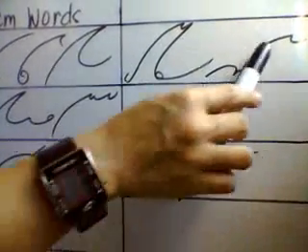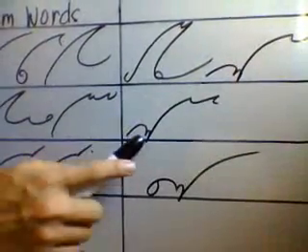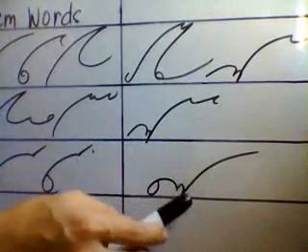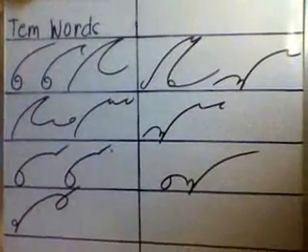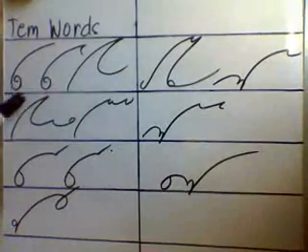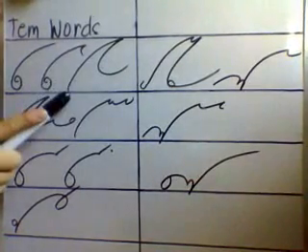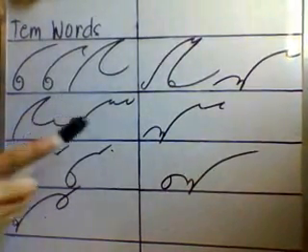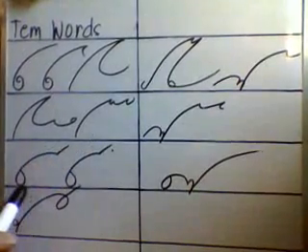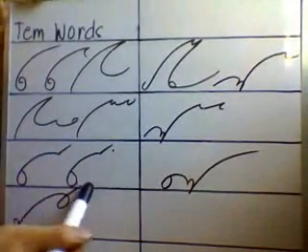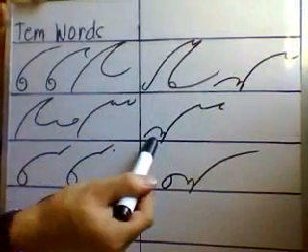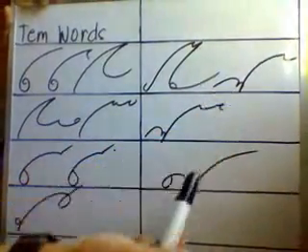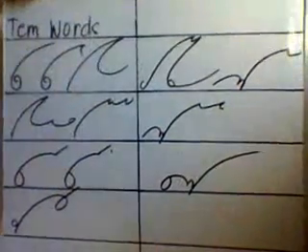Okay, so let's try this. K-U-S-T-E-M-R, customer. K-U-S-T-E-M-R-S, customers. A-K-U-S-T-E-M, accustom. Okay? So let's try to read. 1, 2, 3, begin. Okay, so these are the 10 words.